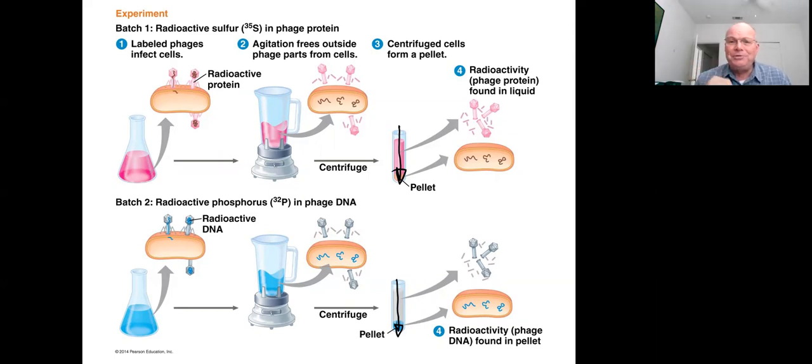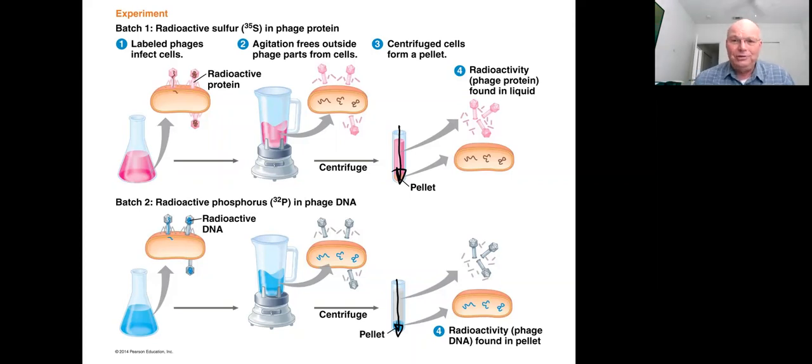So now, having run the centrifuge, at the bottom of each tube you've got this tight little pellet of bacterial cells. In the supernatant, you've got whatever remnants of the virus were on the outside of the cells and got ripped away by the blender. So now all you need to do is to check and find out which of the two isotopes are in the pellet and which of the two isotopes are in the supernatant or the solution.